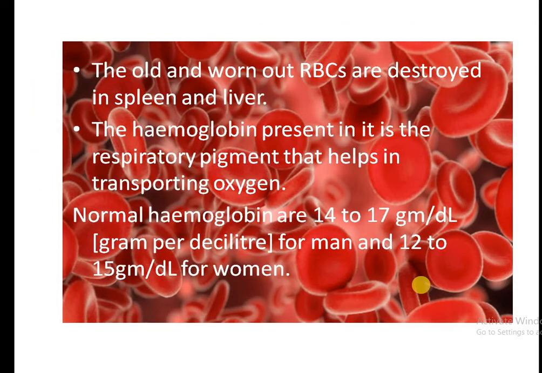Now, the old and worn out RBCs are destroyed in the spleen and the liver. These are the organs. And the hemoglobin present in it is a respiratory pigment that helps in transporting oxygen. The normal count of hemoglobin is 14 to 17 gram per deciliter for man and 12 to 15 gram per deciliter for woman. It may also vary according to the health condition.